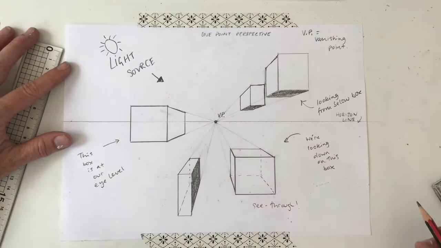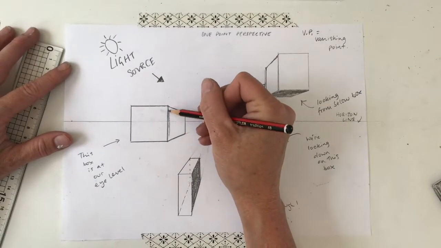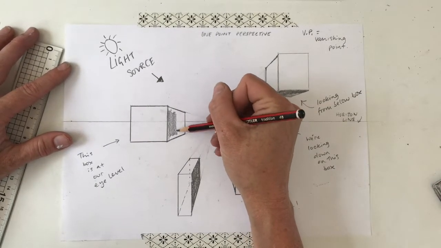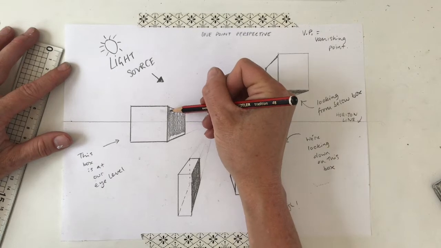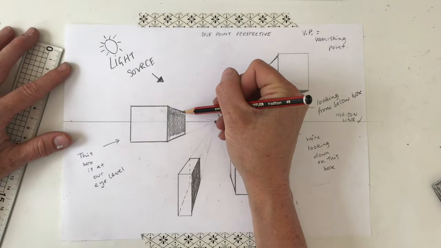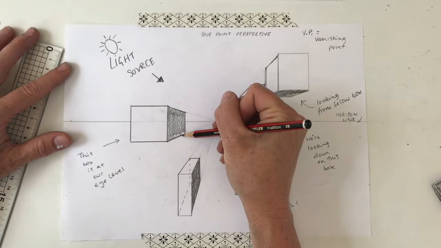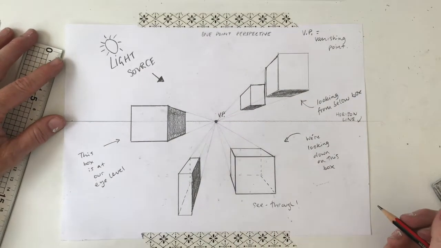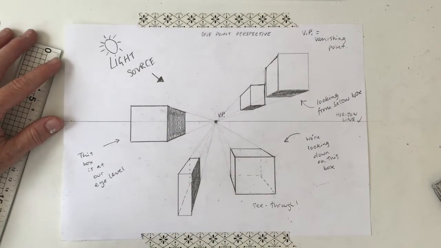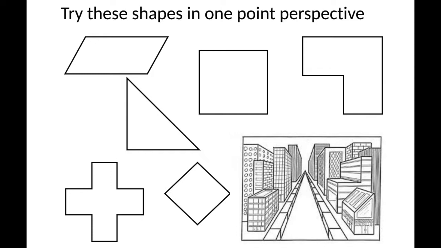So I want you to see if you can work out where you should add tone on your boxes. So that's the task for the week. You are to draw flying boxes like this, and you are to add tone depending on where the light's coming from. And if you want an extra challenge, try more complex shapes like these. And next week we will attempt to do a street scene.